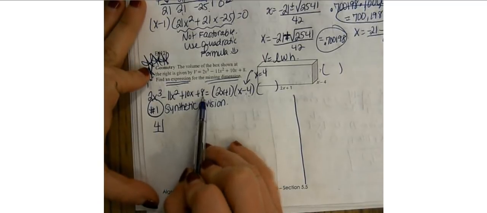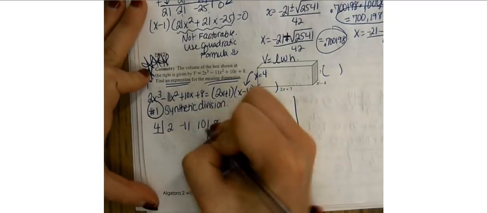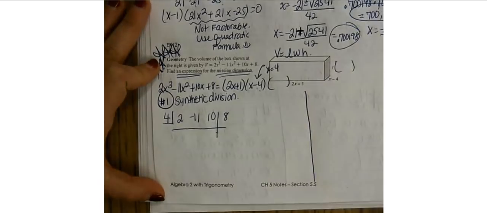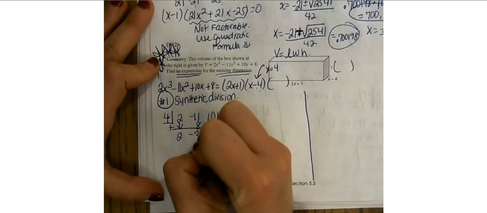And now I'm going to write down the coefficients that are given to me. So that's 2, negative 11, 10, and 8. I'm going to draw a vertical line and a horizontal line. I'm going to bring down the 2 and multiply 4 times 2 to get 8. And I'm going to add going straight down. I'm sorry, negative 11 plus 8 is negative 3.